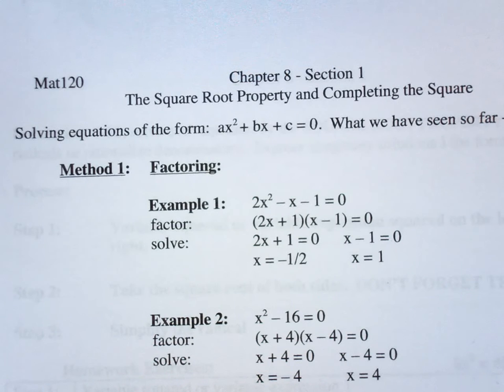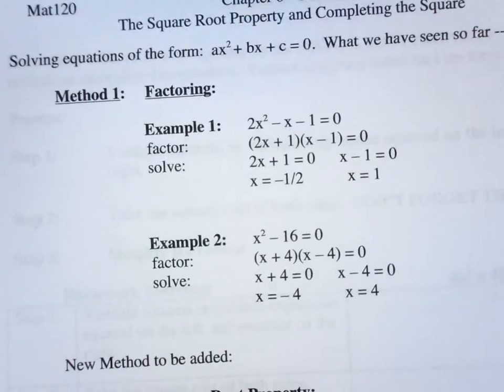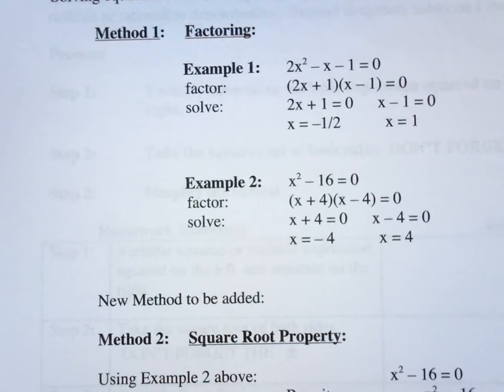The problem tends to be that 99.9% of real world problems don't factor. They don't. Would be nice if they did, but they don't. That means when you're working with this stuff, there has to be a plan B. And the start of plan B is what we're going to do today, and some of you have already been using it, and that is the square root property.